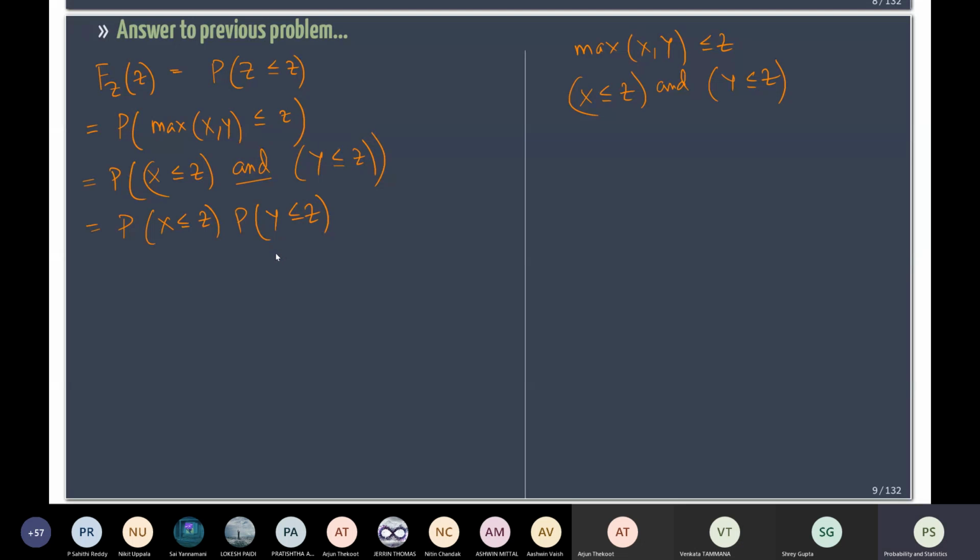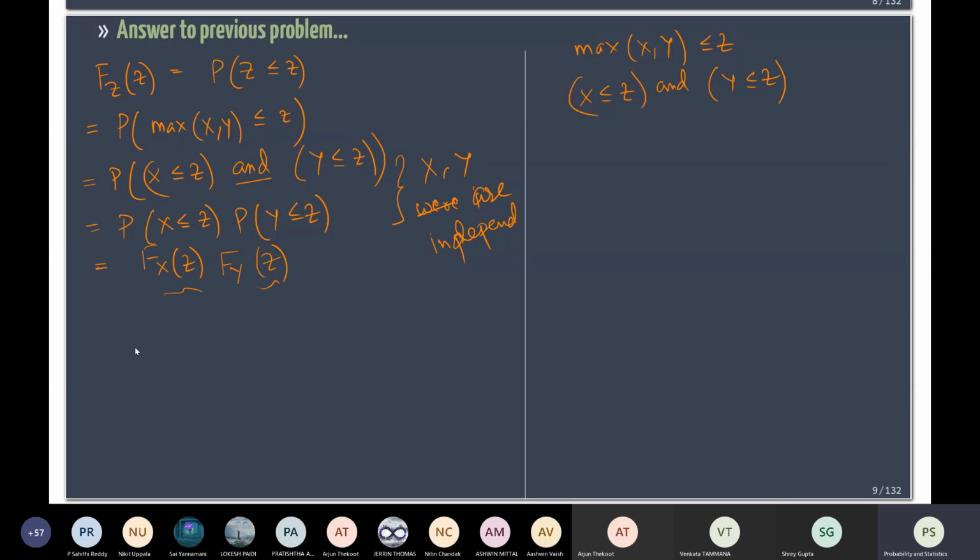So this is F_X(z), the CDF, and this is F_Y(z). They have the same CDF anyway, it's just that the notation is changing. And this happened because X and Y were independent. So we got this into the known quantities.